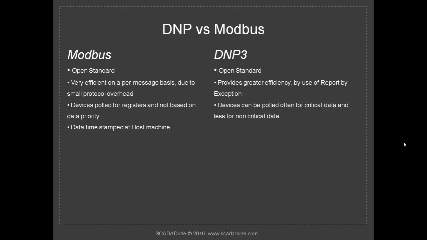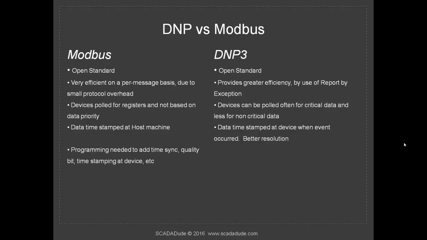So the Modbus data, when it comes to the host machine, that's where it gets the timestamp. DNP, on the other hand, timestamps it at the device level, which is nice because sometimes what you want to know is when did something go wrong or when did something happen at the device level.